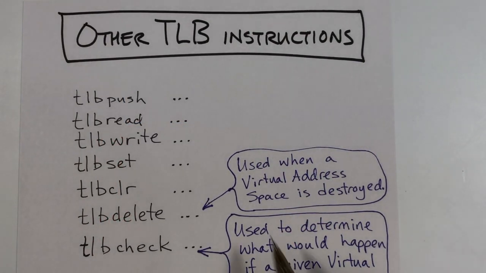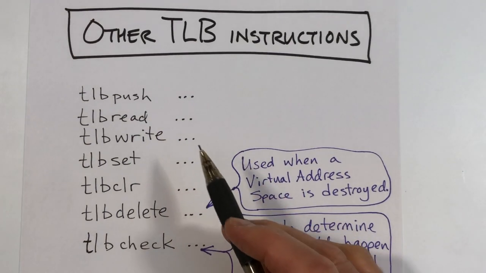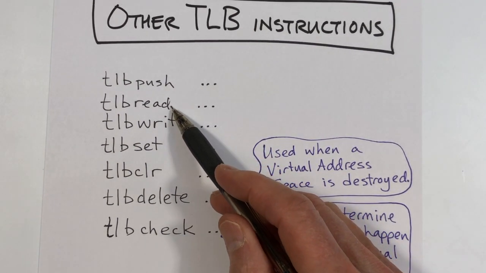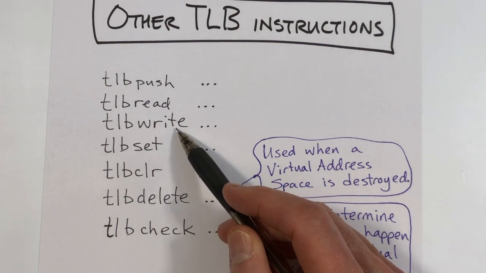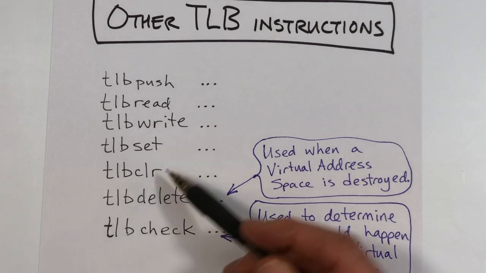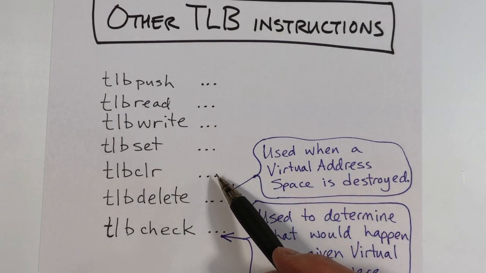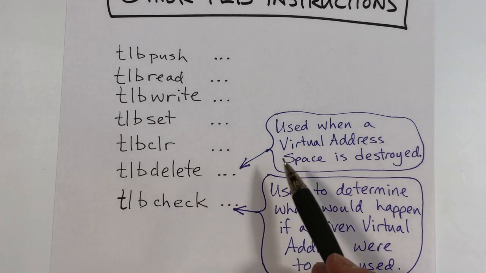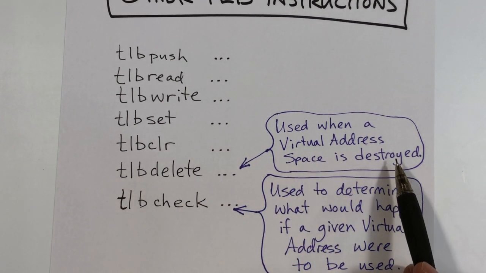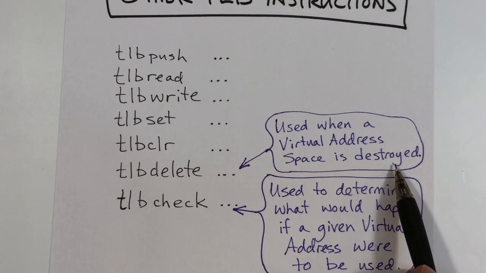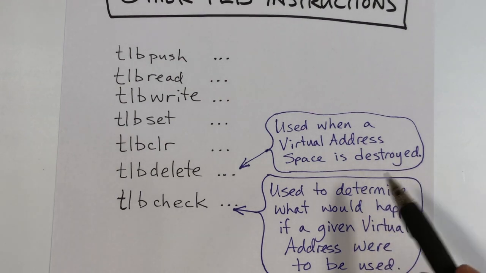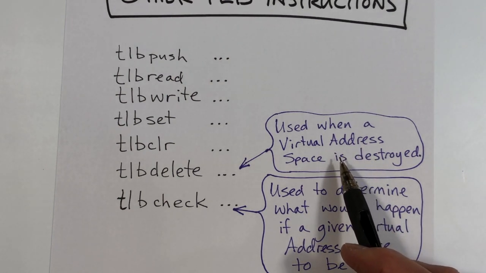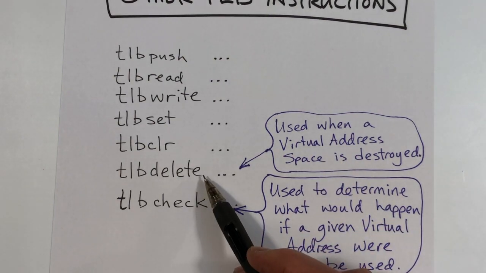So now that you understand the TLB push instruction and how the TLB registers work, we can mention the other TLB instructions, which are pretty straightforward. We have a read and a write instruction to move data into arbitrary TLB registers. We also have a set and a clear instruction to set and clear bits in a TLB register. The TLB delete instruction is needed whenever a virtual address space is destroyed. We are getting rid of an address space because a program has finished execution, and we may need to reuse the address space identifier. We want to invalidate any and all TLB registers that apply to that address space. So that's the TLB delete instruction.